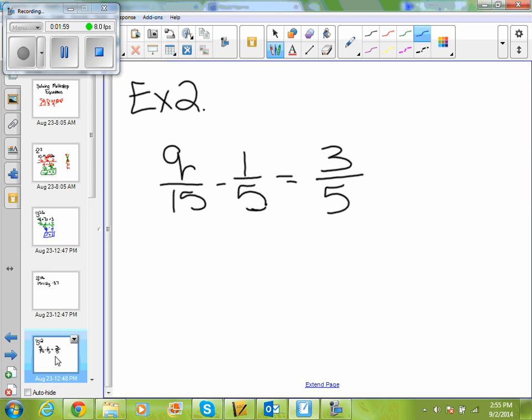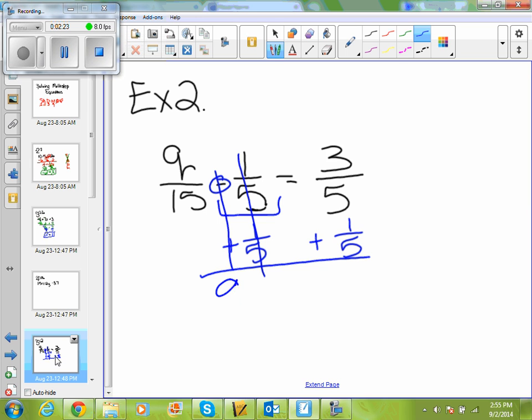Okay. So let's look then at example 2. We have q over 15 minus 1/5 equals 3/5. We have to get rid of the 1/5. So how do we do it? Okay, so we're going to add 1/5. This is subtraction. In order to get rid of subtraction, we add. We add 1/5 to both sides. What has to be the same in order to add fractions? The denominators. In this case, our denominators are the same. 3 plus 1 is 4, so this becomes 4/5.